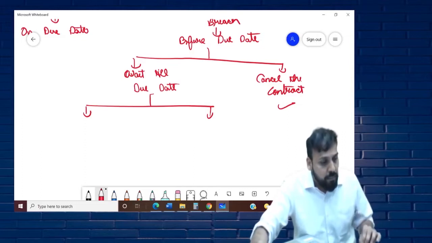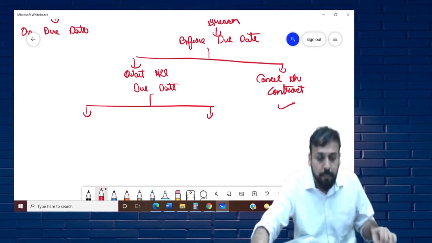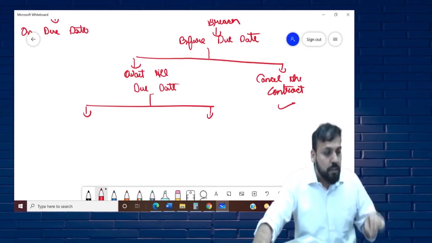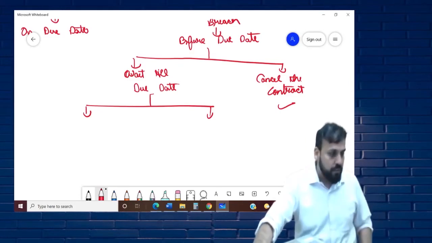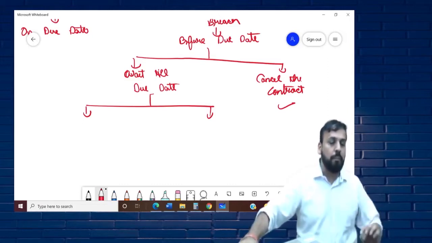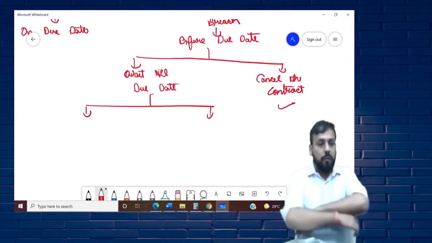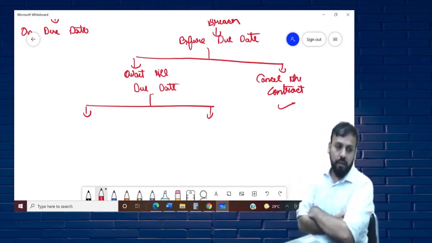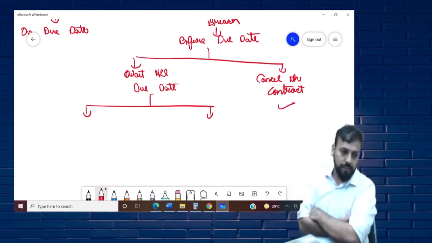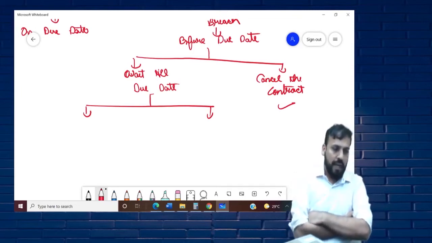On 1st December, Shah Rukh Khan said to the event company that he will not do the show. So which breach is it? Tell me, friends. 25th December, Shah Rukh Khan promised that he will perform. On 1st December, he denied performance. Which breach is it? Actual breach or anticipatory breach? It is anticipatory breach, correct, Preksha?